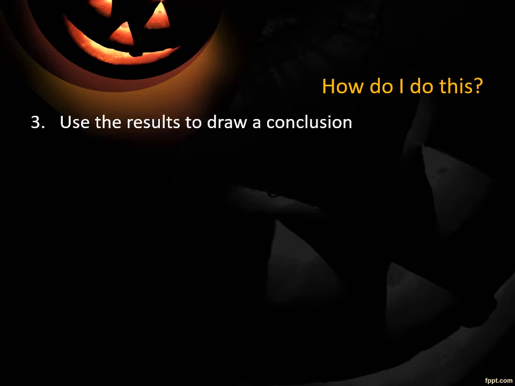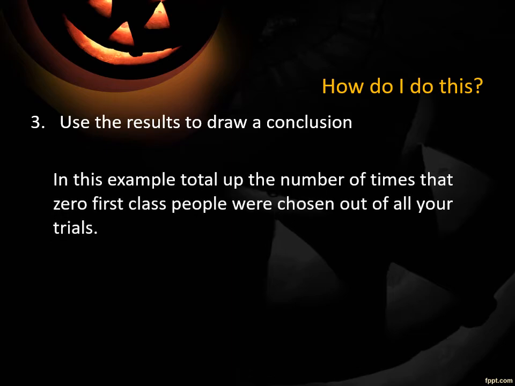So now what we need to do is use the results to draw a conclusion. So in the TSA example, I would take my 10 individuals, or the 10 numbers that I picked, and I would see how many times did I get 0. So total up the number of times that 0 first class people were chosen, and then I would count that out of the number of trials that I did.